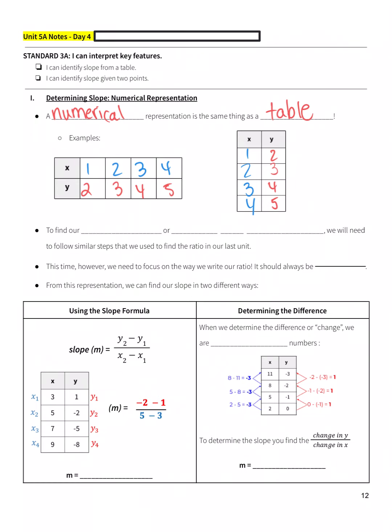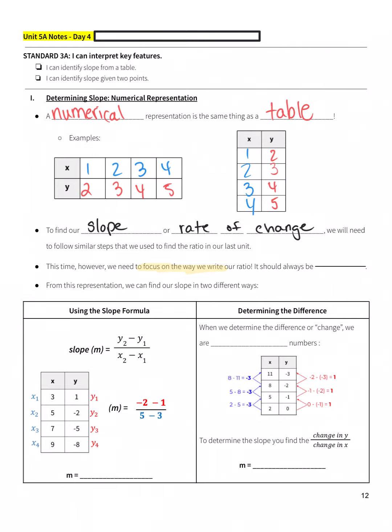Okay, so how do we use this information to find the slope? So to find our slope, also known as rate of change, we will need to follow similar steps that we used to find the ratio in our last unit. Remember that ratio was a fraction comparing two numbers or two things. But this time, however, we're going to focus on one thing, and it is super important. This part is very, very important. Your ratios are always for slope.